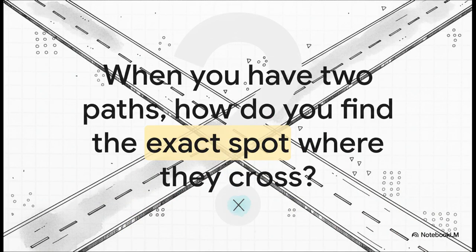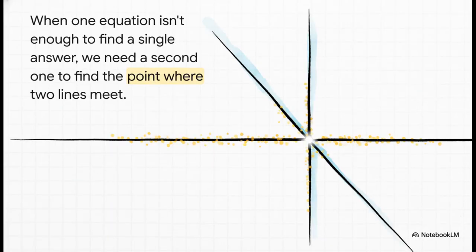I mean, think about it like this, right? You've got two straight roads stretching out across a map. As long as they're not perfectly parallel, you know they have to intersect somewhere. Our job today is to become master map makers and find the precise coordinates of that intersection. And that is really the heart of the problem.